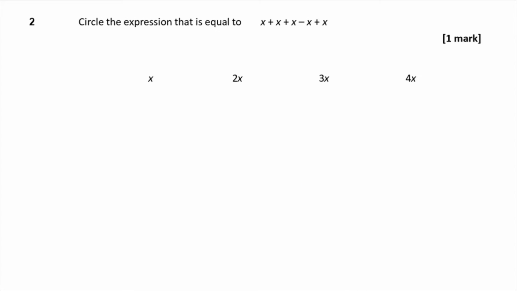Question 2. Circle the expression that is equal to x plus x plus x minus x plus x. Okay, well, how many plus x's have we got? We've got an x plus another one plus another one plus another one. So we're adding 4 x's together, which gives us 4x. And then if we take one away, that's going to leave us with 3x, isn't it? So it's that one.